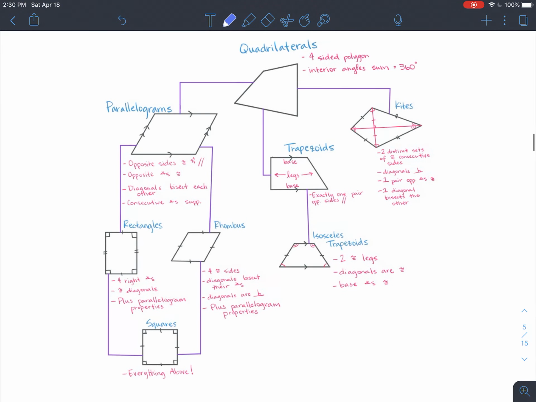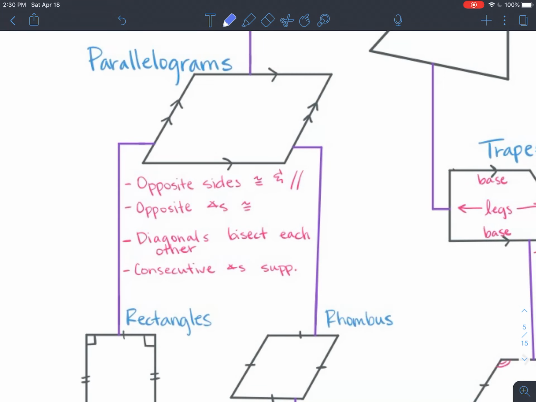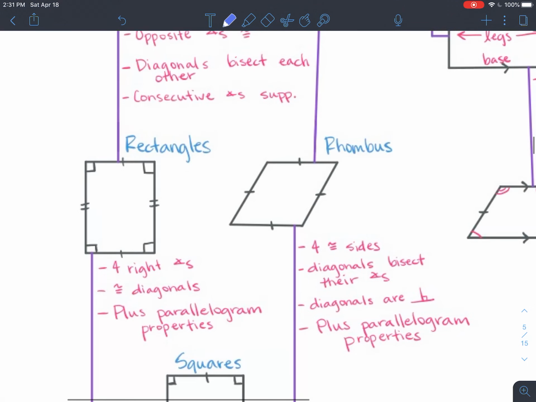Here is a flowchart that I created for what we're doing with this at-home learning. We're not actually going to be using trapezoids and kites, but if you want to go back and take a look at some of those, then go ahead. If we look over here in our parallelograms column, there are all of our properties. Opposite sides congruent and parallel, opposite angles congruent, diagonals bisect each other, and consecutive angles are supplementary. Once we get beyond that, our rectangles have everything up above.